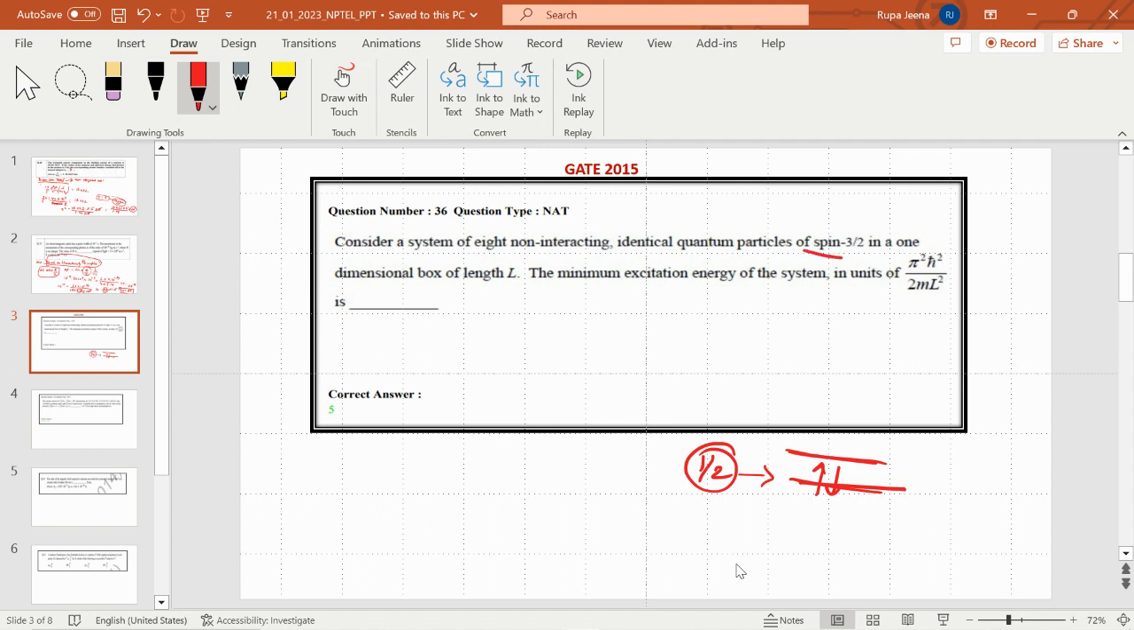Try to see that spin 3 by 2 is given. So how many particles will be present in one state will depend upon the spin. If it is spin half, then only two particles. If it is spin 3 by 2, then four particles. Then try to solve this question because I have given you the hint.